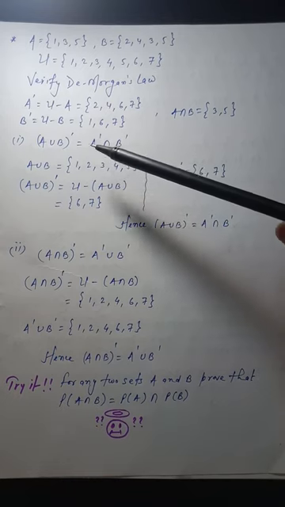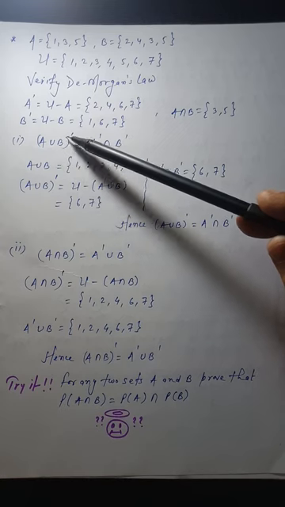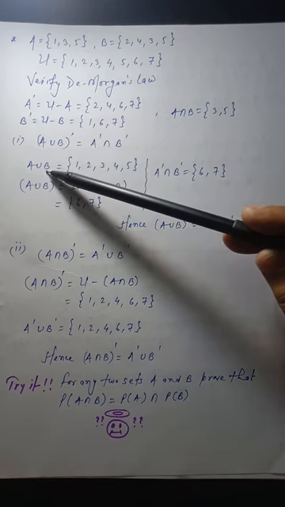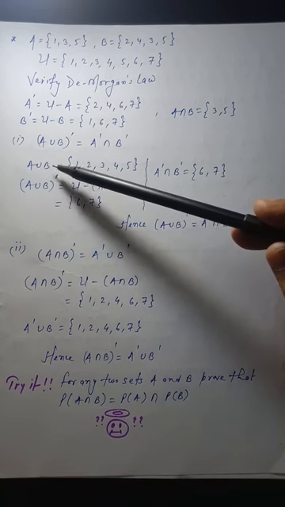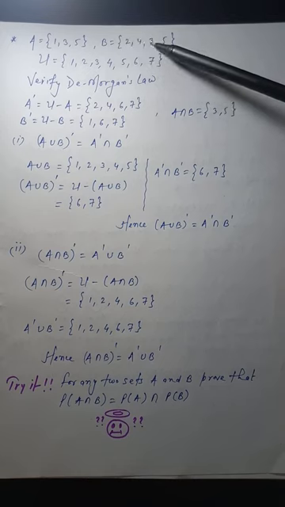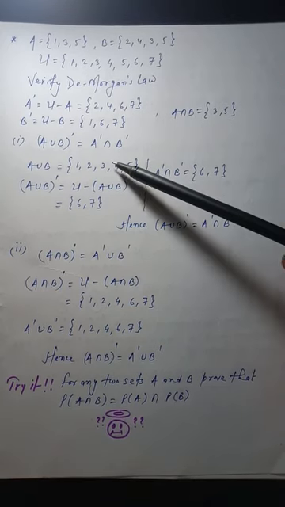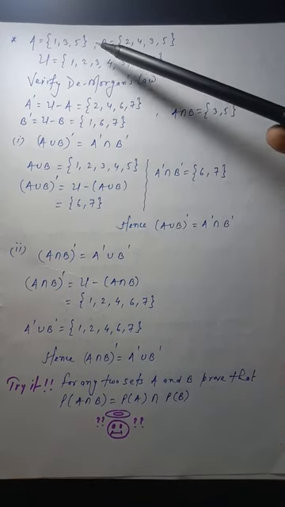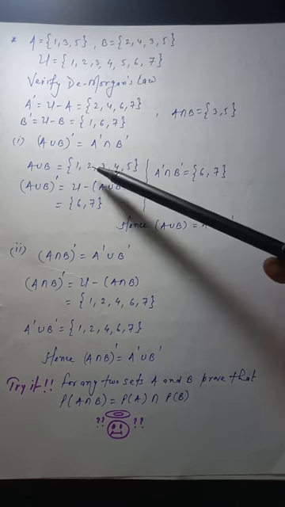So first find out (A union B) complement. For (A union B) complement, first find A union B. So A union B will be 1, 2, 3, 4, 5. So this is A union B. Like we will merge both sets. So this is A union B.